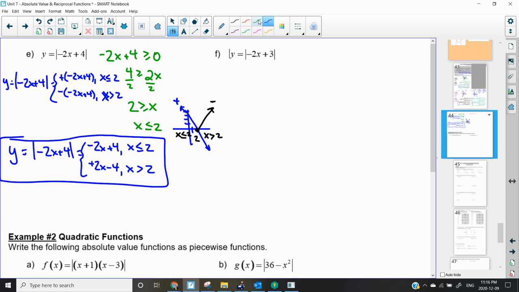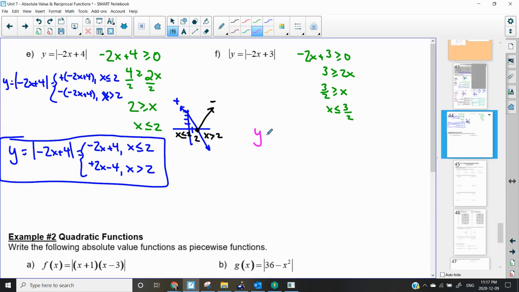Taking a look at the next example, again, we can do this without graphing. We would start off by writing our function: negative 2x plus 3 is greater than or equal to 0. That means 3 is greater than or equal to 2x. Divide by 2 and we have 3 over 2 is greater than or equal to x, meaning x is less than or equal to 3 over 2.